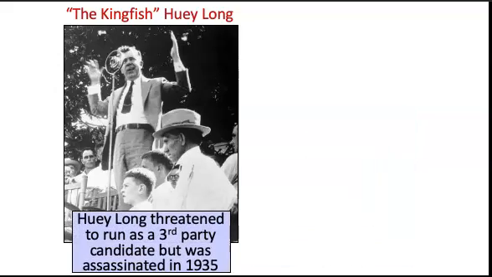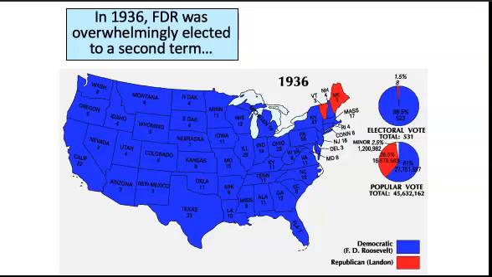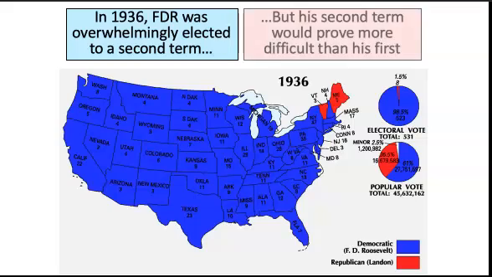Well, Huey Long threatened to run as a third-party candidate. Unfortunately, he was assassinated in 1935. And as a result, in 1936, FDR was overwhelmingly elected to a second term. However, like we've learned, second terms rarely go as well as first terms for a president, and his second term will become much more difficult than his first.